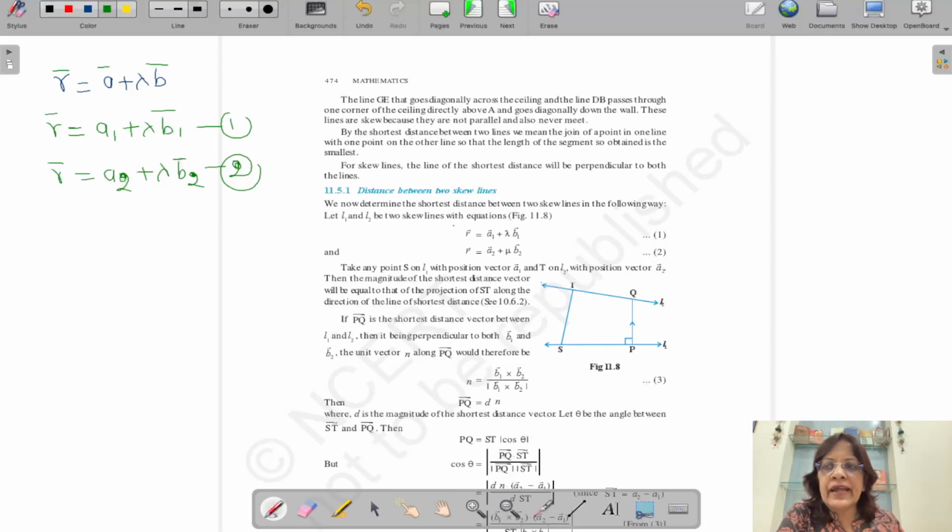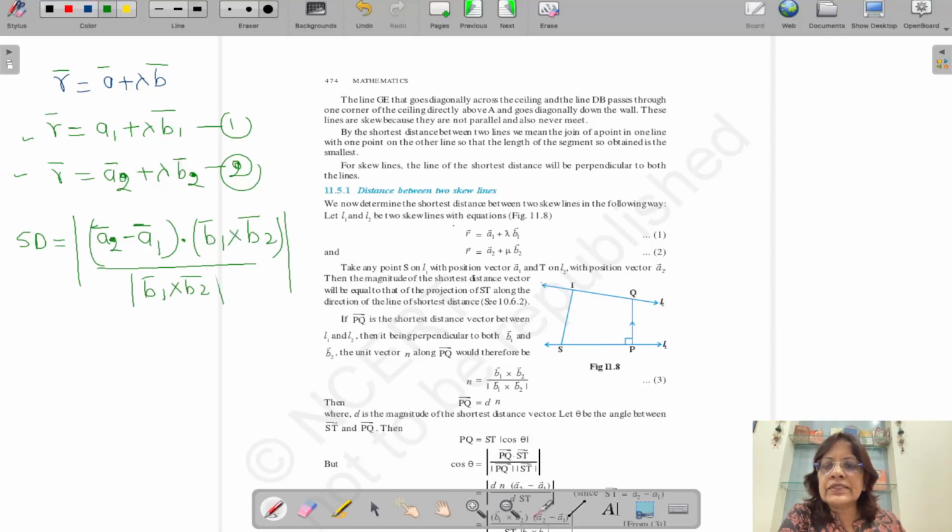So once you have done that, we write it in the vector form, and the shortest distance formula is given by (a2 minus a1) dot (b1 cross b2) upon the magnitude of b1 cross b2. So this is the shortest distance formula, right? So we'll take up an example. Again, I'll write the formula next.